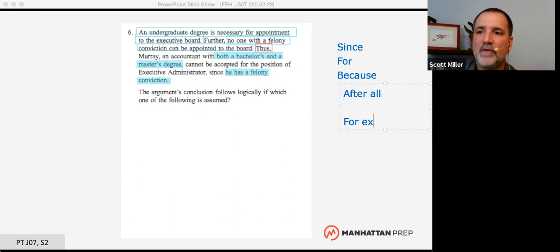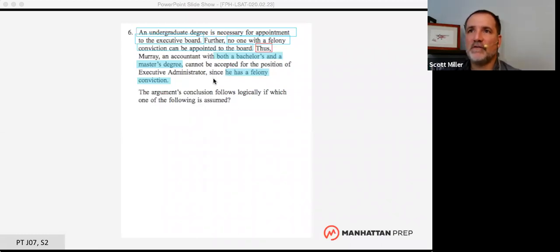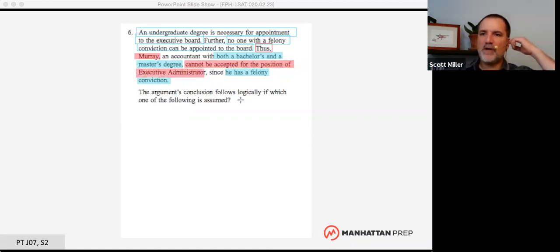Even for example. All these words and phrases tell you that you're about to see a premise, that whatever immediately follows, almost always. The LSAT test writers are good at making exceptions. They're good at throwing curveballs at you, but almost always when you see one of these words, whatever follows is a premise. So I do have a conclusion in here. There definitely is a conclusion in here. My conclusion is that Murray cannot be accepted for the position of executive administrator. But these other statements about Murray are my facts. He has a bachelor's degree and he has a felony conviction.